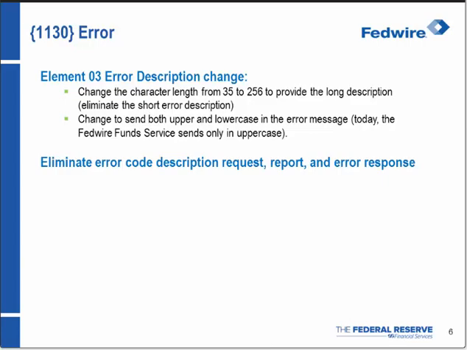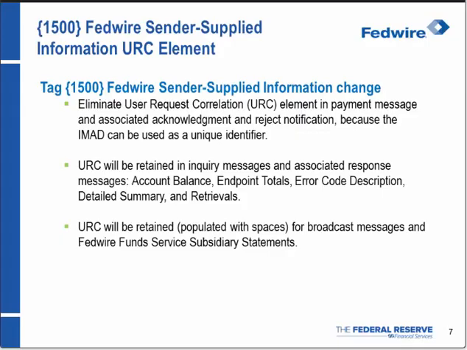So moving to the next slide. On tag 1500, which is the Fedwire sender supplied information, there is a URC element. It's the user request correlation data element. And so within the payment message, the acknowledgement, and the reject notification, we're going to be eliminating this piece of data, the URC. You will no longer have this.